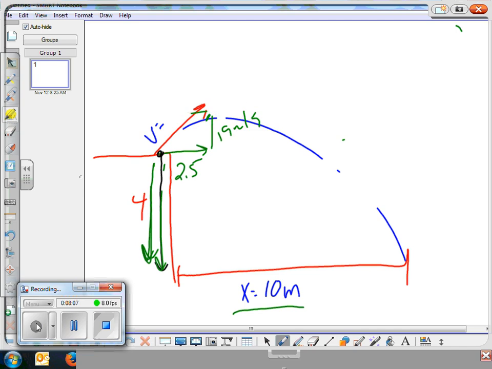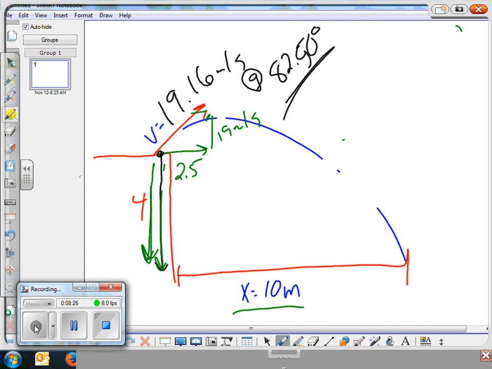Did anyone happen to do that? And then the inverse tangent of 19 over 2.5, and we should have our final answer. 19.16 at 82.50 degrees above the horizon. Okay, should we do another one?